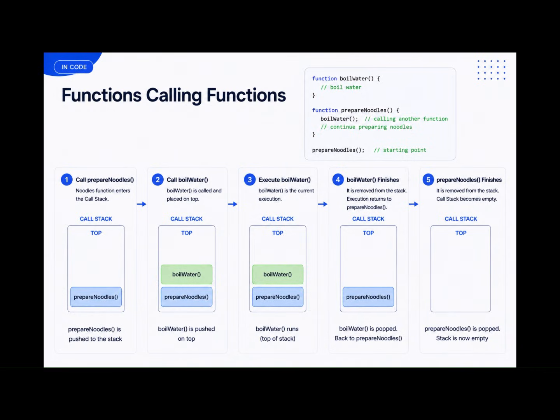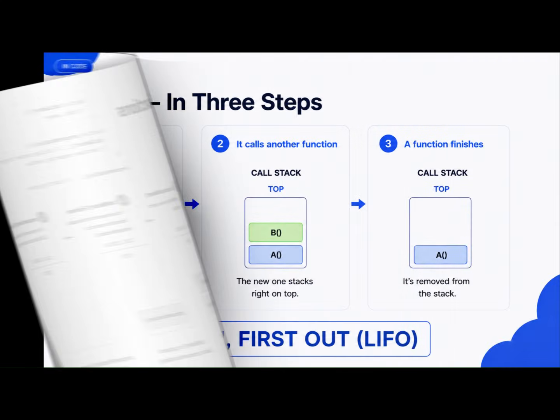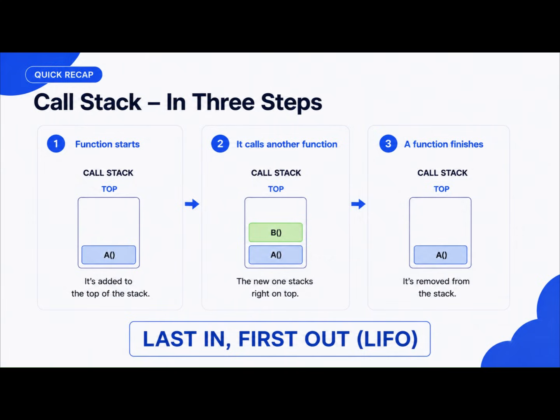JavaScript executes the boil water function first. Once it finishes, it is removed from the stack. Then JavaScript goes back to the noodles function and continues from where it left off. Finally, once that also finishes, it is removed and the call stack becomes empty. So that's the basic idea behind the call stack.